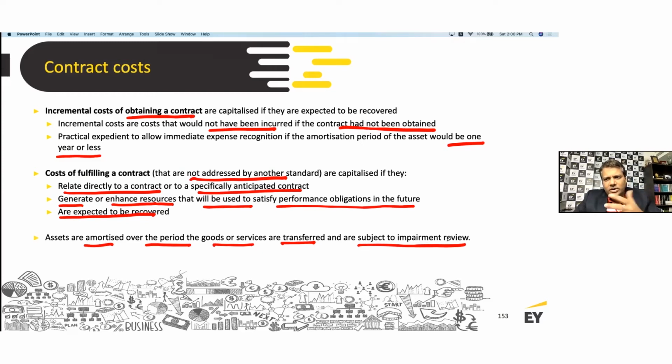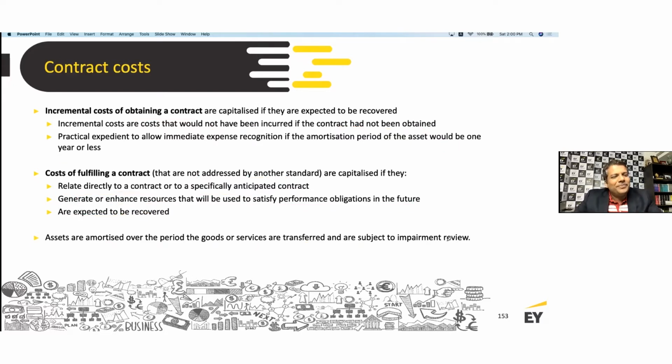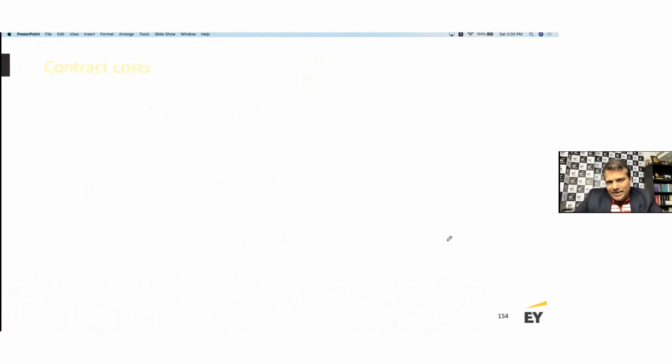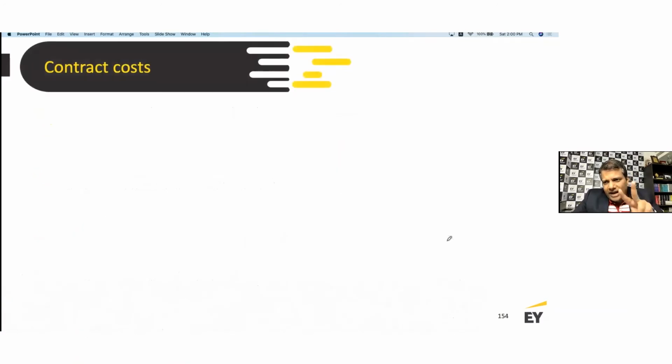So essentially here you will end up dealing with value in use. Nobody is going to buy this from you, right? So that's how you deal with contract cost. Remember, two types of contract cost we're talking about here: cost of obtaining the contract and cost of fulfilling the contract.